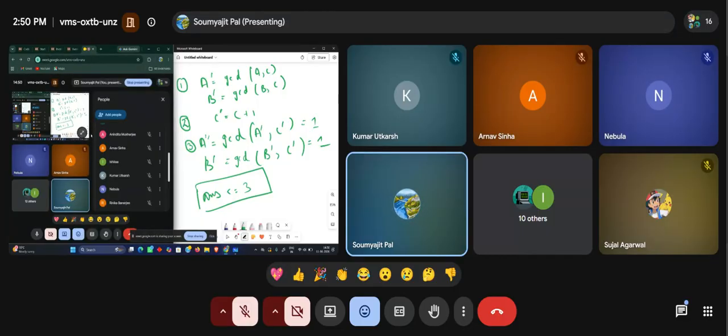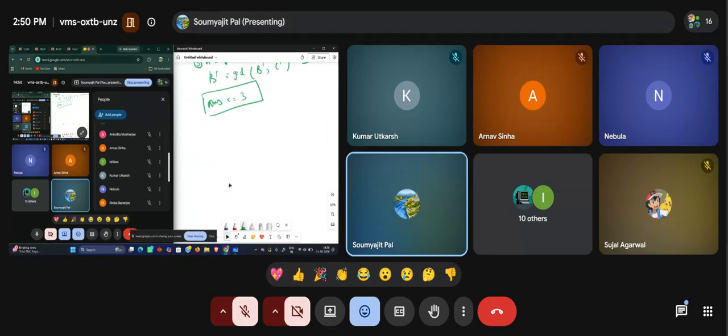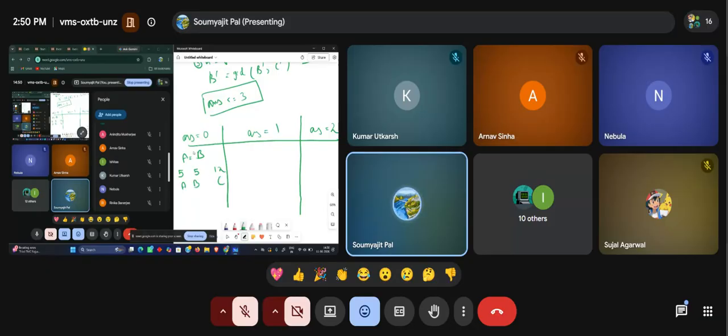If you understand this, now we have to ensure when our answer will be 0, when our answer will be 1, and when our answer will be 2. The answer will be 0 obviously when A equals B. In the sample, 5, 5, 12 is given as A, B, C. The answer will be 0. No operation required, already they are equal.